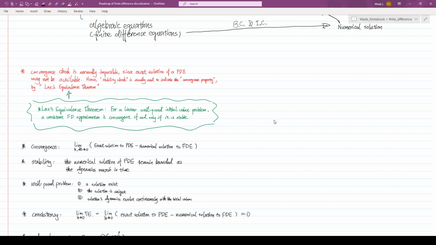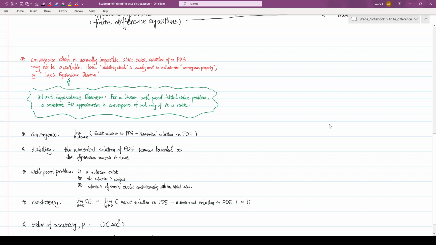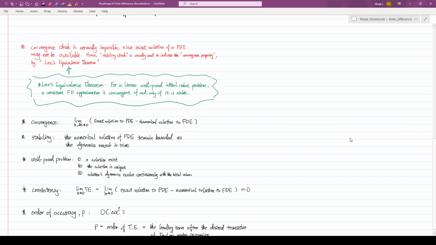Here, we also need to pay attention to the well-posedness of the problem, which means that the solution must exist and be unique. We also need to make sure that the solution's dynamics evolve continuously with the initial value in time.